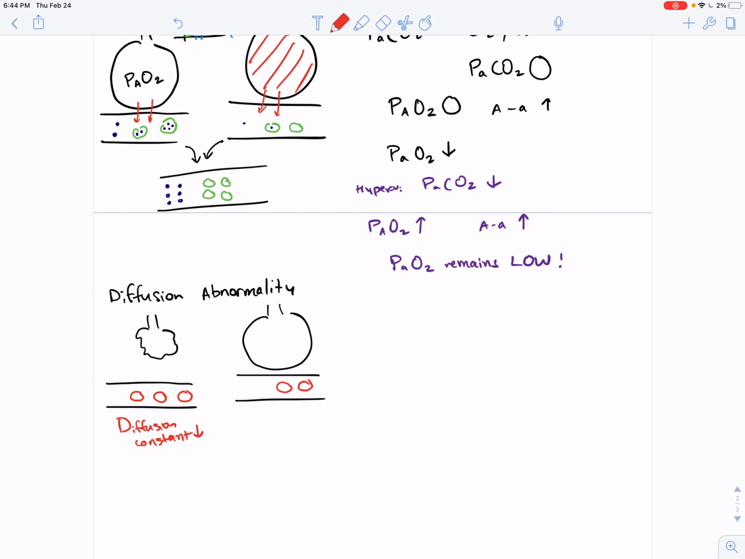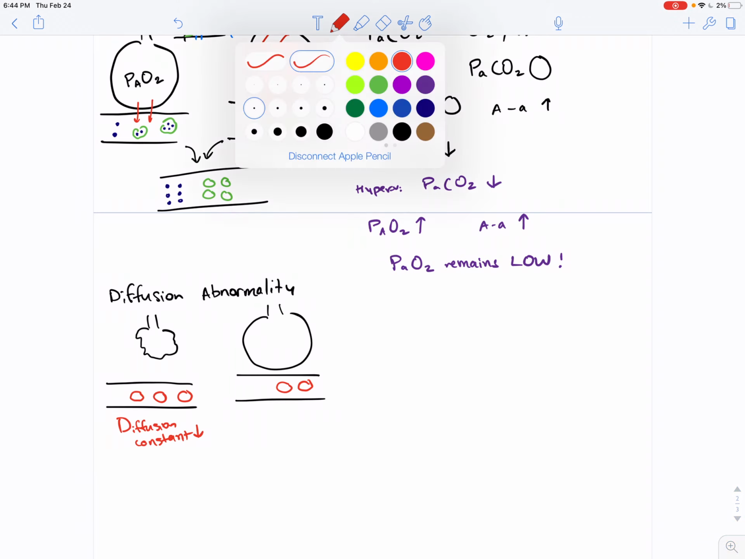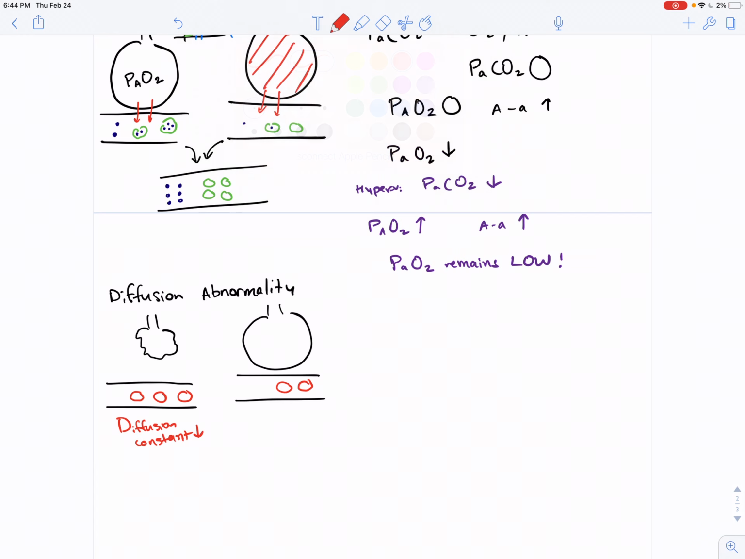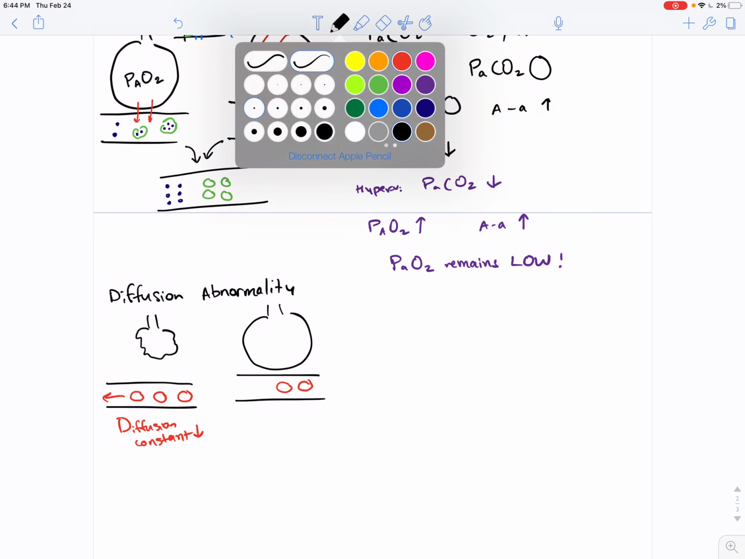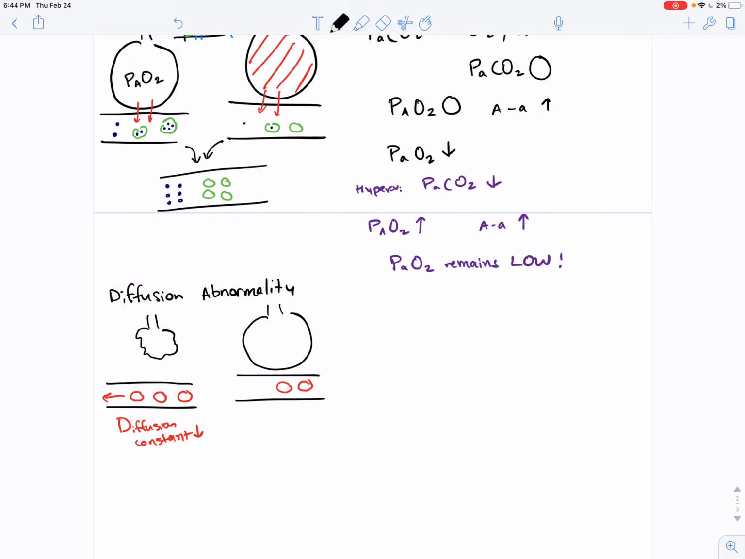And this is usually not a problem at rest. Usually at rest, these hemoglobin molecules need more time to get fully oxygenated, but it's not really affecting much at rest. But what happens during exercise is the same situation that we talked about above with the dead space, where this stuff is now moving along very quickly as we start to exercise, and these hemoglobins are not getting fully saturated.